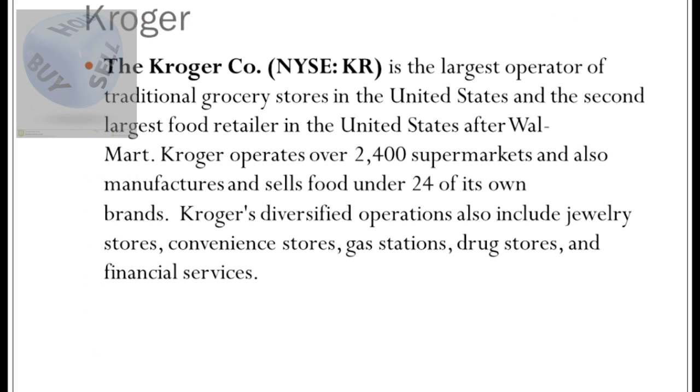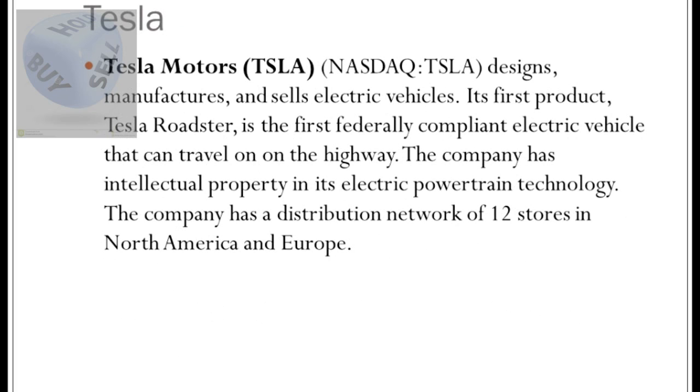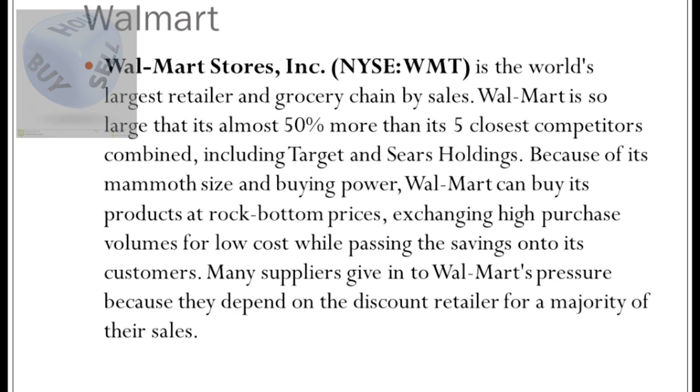So Kroger is a very large grocery store chain. They own many different brands across the country. Google obviously is a very large tech company, but they do a lot of different things besides just Google.com. They do Gmail, they do AdSense, they do Chrome. They also own YouTube. Tesla is an electric car company that's making some cool new things. Apple obviously is a very large company. iPhone, iPad, Macs, everything in the Mac family.